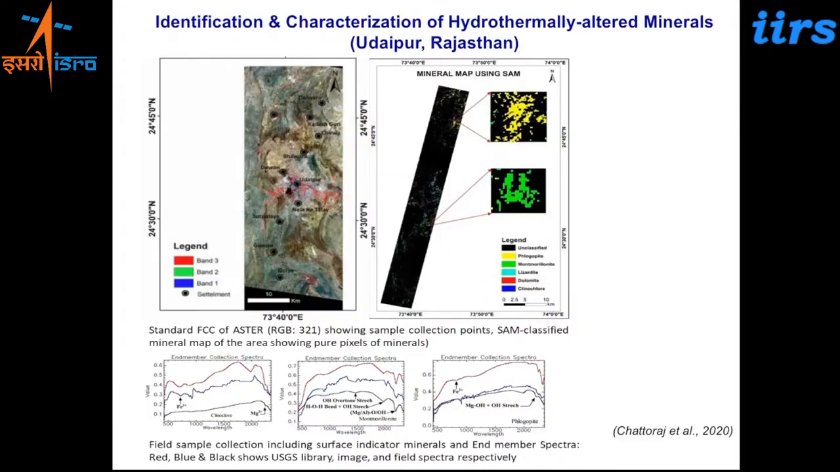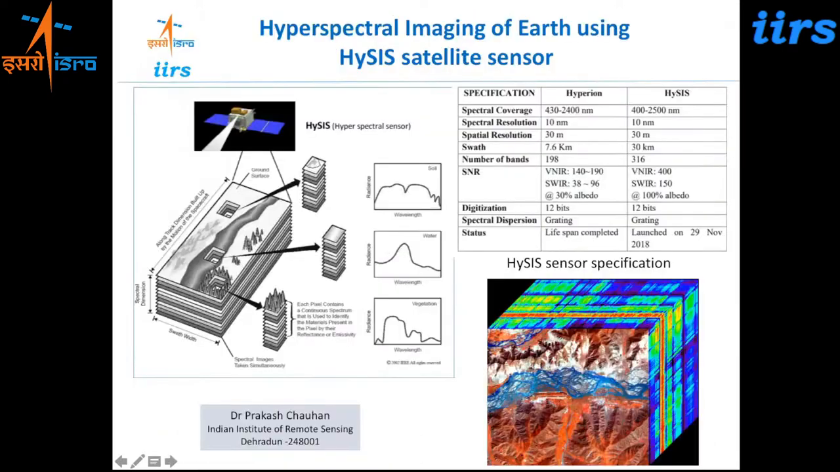This is again another example of the Udaipur region, where you can see that over this area, using a data processing technique called the spectral angle mapper, different mineral assemblages and mineral compositions have been identified. Now, these are some of the examples of one of the space-borne sensors which is flying today in orbit. It is developed by ISRO.